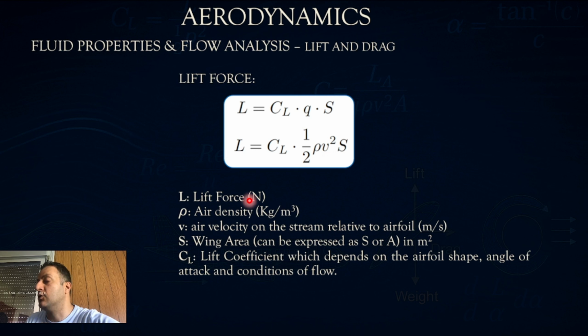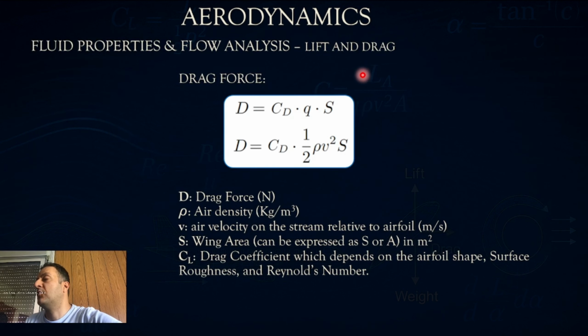L is the lift force in Newtons, rho is the air density in kilograms per meter cubed, V is the air velocity in the stream or relative to the airfoil in meters per second. S, the wing area, can be expressed as S or A in meters squared. CL is the lift coefficient, which depends on the airfoil shape, angle of attack, and conditions of flow. Drag force D equals CD Q S. So it's almost the same formula, except instead of the lift coefficient, you have the drag coefficient. The drag coefficient, or CD, not CL here, depends on the airfoil shape, surface roughness, and Reynolds number.